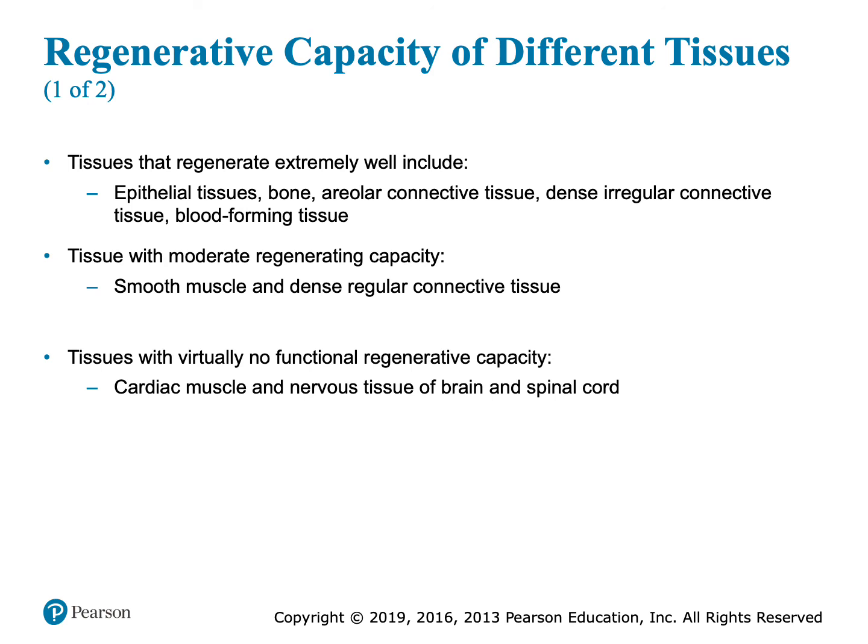Those that have moderate regenerating capability are the dense regular connective tissue and smooth muscle, and then virtually no mitosis whatsoever, cardiac muscle and nervous tissue of the brain and spinal cord. You can have some repair of neurons in the peripheral system, so arms, legs, chest, gut, but in the central nervous system, that's still a mystery. Why can we not get that fixed? That's why we have paralysis.